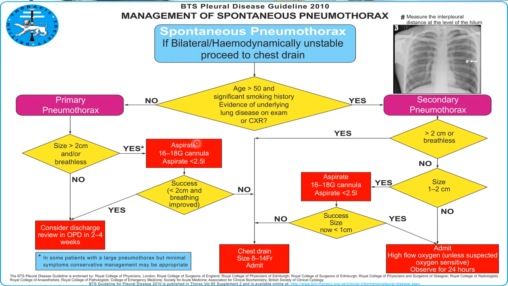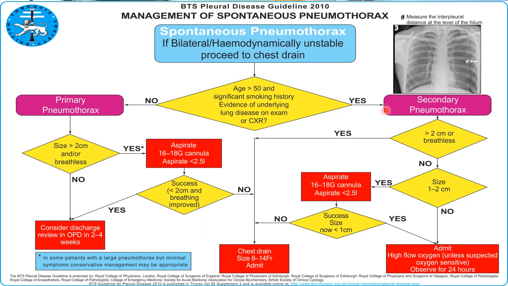And if the patient went for an aspiration, we will do an X-ray after that. If it was successful, meaning it became less than 2 centimeters and the breathing problem improved, we also discharge the patient with SDEC review in 2 to 4 weeks. What if it didn't improve after the aspiration? We will go for a chest drain, 8 to 14 French, and the patient is to be admitted. All right, so this is the algorithm for the primary pneumothorax.